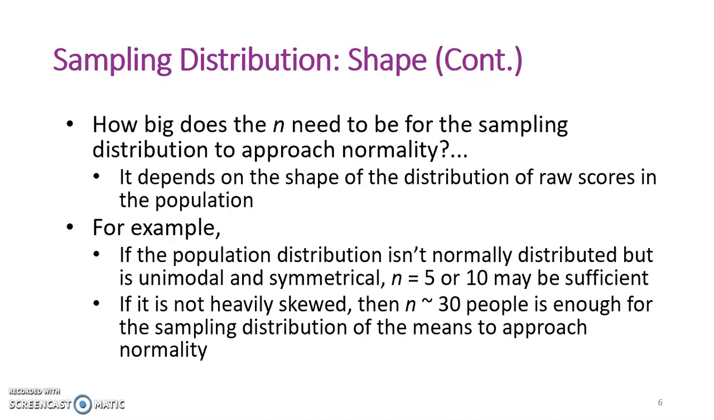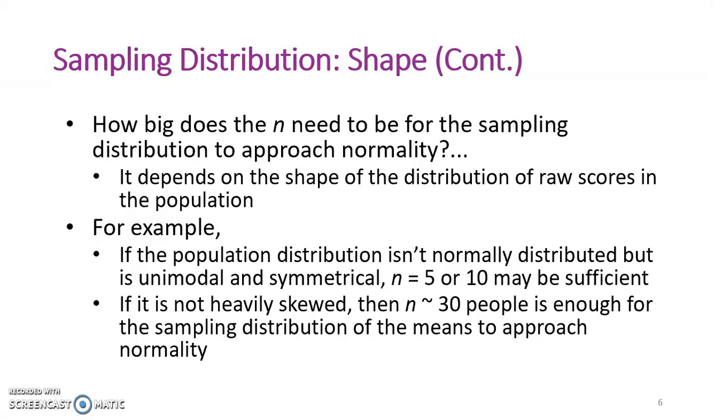I said that regardless of the shape of the distribution for the raw scores in the population, the sampling distribution will approach normality with increasing sample size. But how big does the sample size need to be? Well, it depends on the shape of your raw distribution. For example, if the population distribution isn't normally distributed, but it is unimodal and symmetrical, then an n of 5 or 10 may be sufficient.